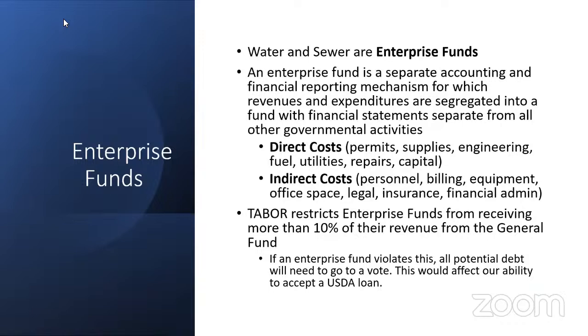And then there's another component to enterprise funds that TABOR likes to throw in. It says that if you have to make a fund transfer of more than 10% of the enterprise fund's revenue from the general fund, then you are no longer considered an enterprise fund. This is key because if an enterprise fund violates this 10%, all potential debt will need to go to a vote. So this would affect our ability to accept a USDA loan.